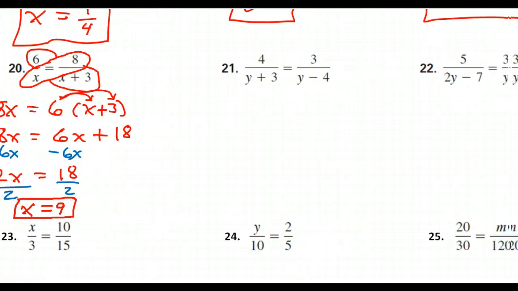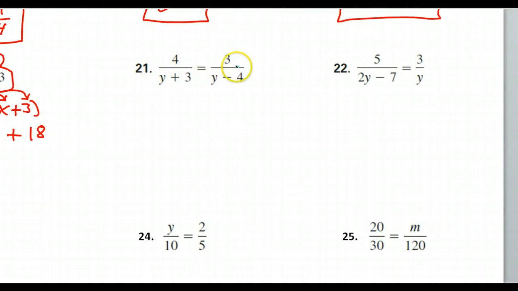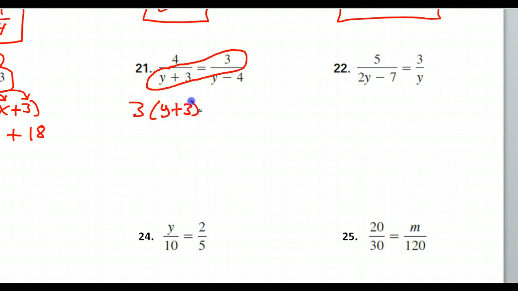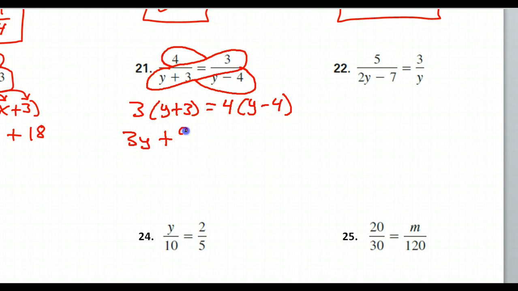Alright, number 21. Let's see, how shall we proceed, my friends? Alright, if I do this diagonal, I'm doing 3 times y plus 3. But then if I do this diagonal, I'm doing 4 times y minus 4. So this is going to give me 3y plus 9. This is going to give me 4y minus 16.